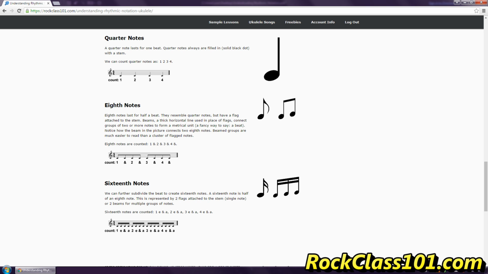So you see that line connecting two of those notes together. Beam groups are much easier to read than a cluster of flagged notes. Now, further subdividing the beat, we can create 16th notes. A 16th note is half of an eighth note. Basically, think of it as you now have 16 notes to create an entire measure if they're all 16th notes, right?